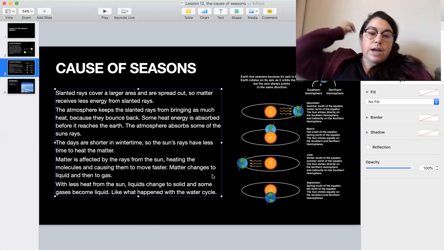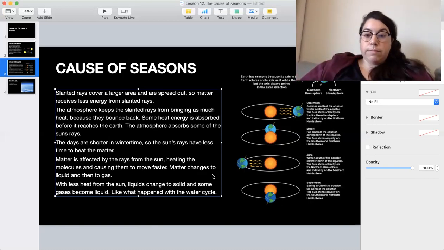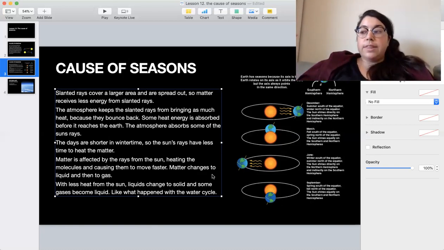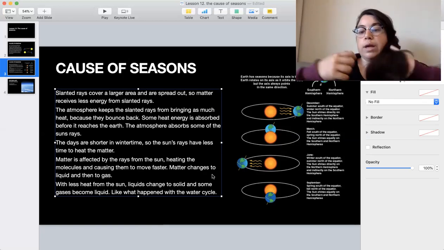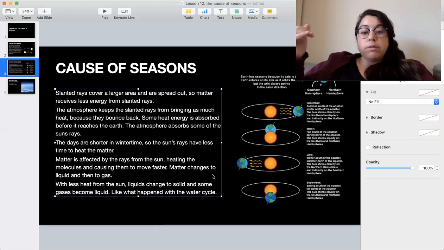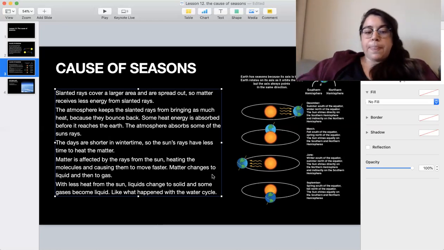And the atmosphere always absorbs some part of the sun rays, okay? So it's not that on earth we absorb all of the energy that we receive from the sun. We absorb one part, and the other part bounces from the atmosphere, rebota de la atmósfera.